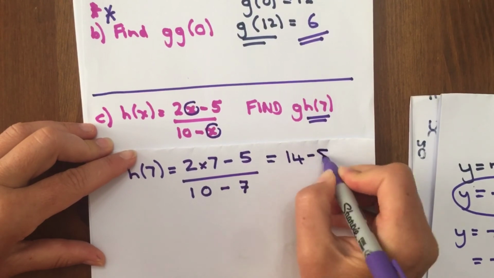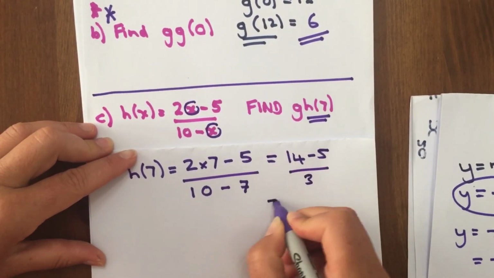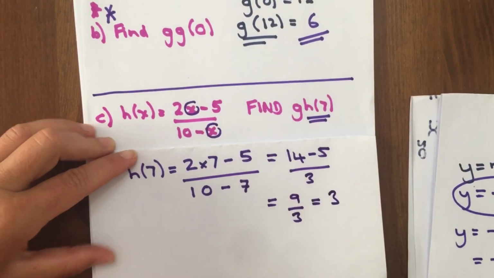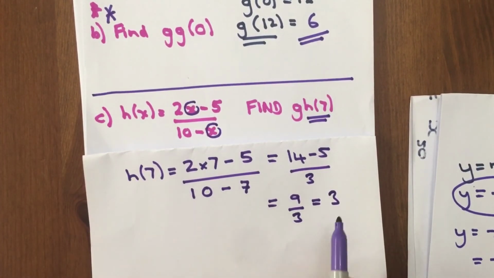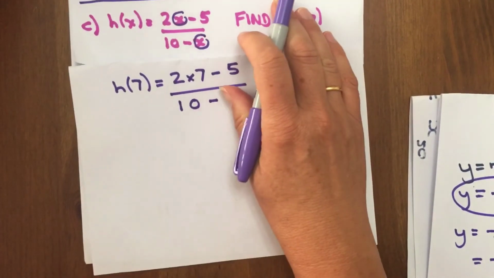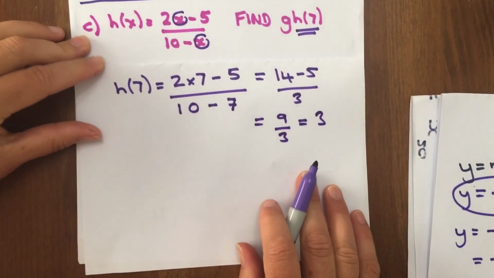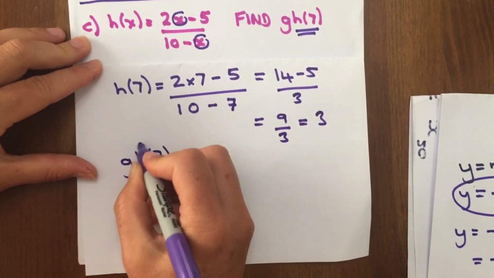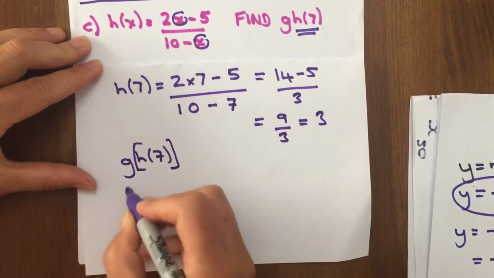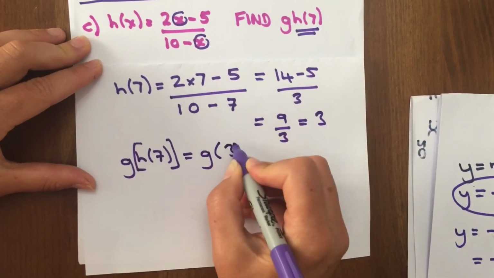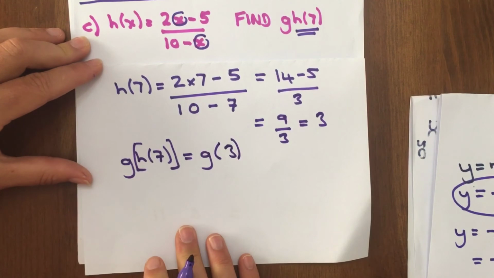14 minus 5 over 3. 9 over 3, which is 3. So h of 7 is 3. Now what I'm doing is working out g on h of 7. Well, I know my h of 7 is 3, so I'm working out what's g of 3.